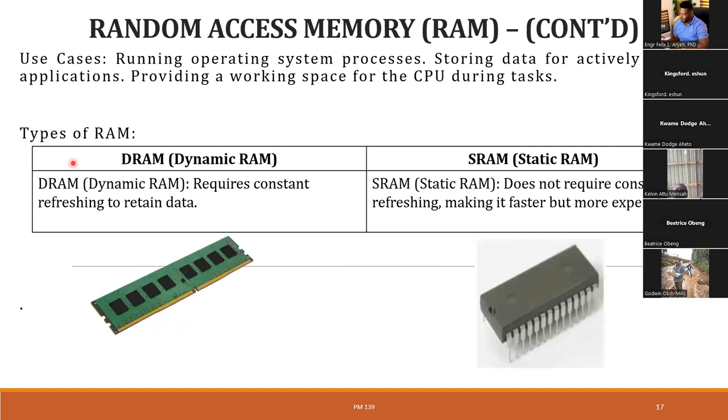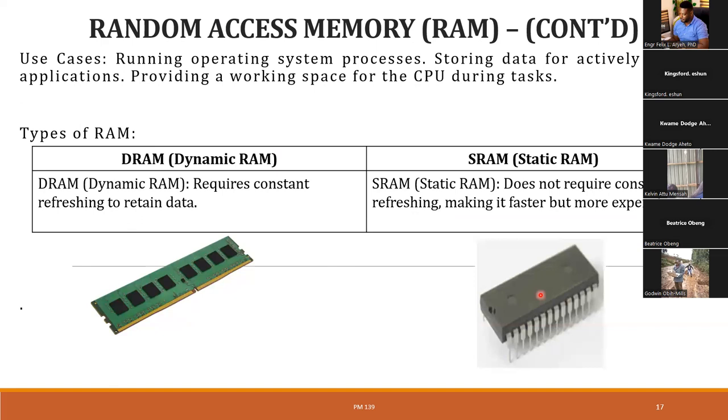So these are the types of RAMs. We have the dynamic RAMs and the static RAMs. DRAM requires constant refreshing to retain data. SRAM does not require constant refreshing, making it faster but more expensive. These are examples of RAMs that exist. We have the DRAMs and the SRAMs, and this is how the SRAM looks. These are the regular RAMs that we have been using, the dynamic ones. And this one also exists, but they are quite expensive.